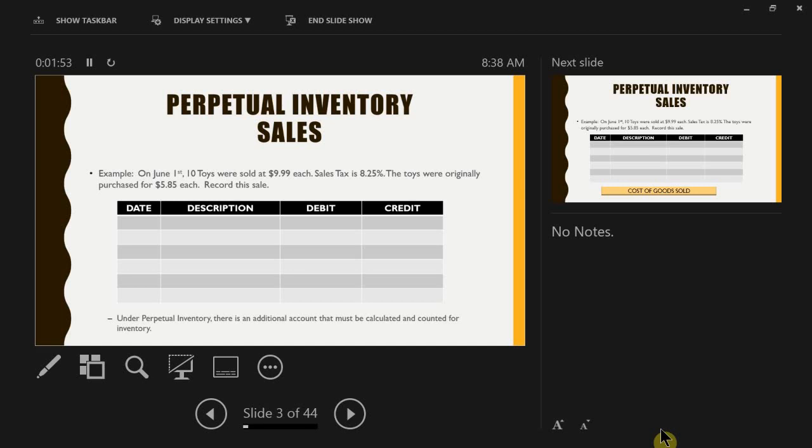So here is the example: on June 1st, 10 toys were sold for $9.99 each. Sales tax is 8.25%, and the toys originally cost $5.85, which is what it cost us to purchase.